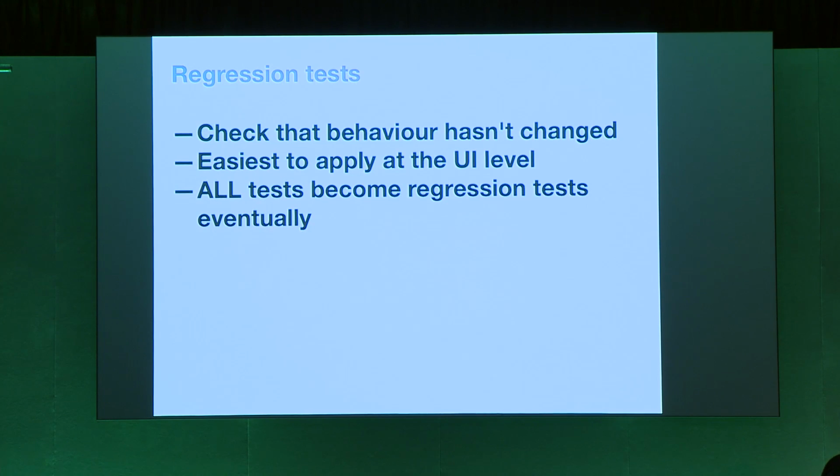Now, the secret is all tests actually become regression tests eventually. So if you're doing all the other kinds of testing, after you've written the test, it's going to stay around. It's going to act as a regression test for the future. But maybe you just want to directly write regression tests. The easiest to apply at the UI level because it's not going to require you changing the code. They're just going to check that a particular behavior still, in the UI sense, still occurs.